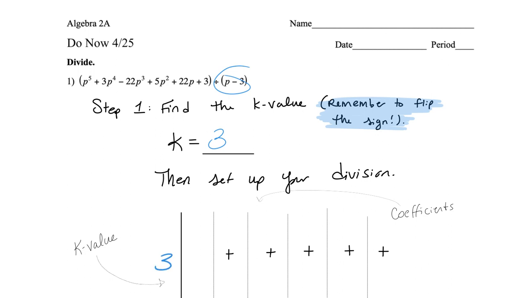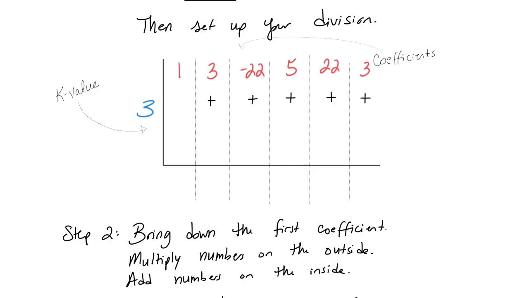And then I get my other numbers by taking coefficients. So I have a 1, positive 3, a negative 22, positive 5, positive 22, and positive 3. Make sure that you are taking the signs with it. So if it's a positive number, make sure you make it positive, and if it's negative, make sure you make it negative. Then once I have the numbers in my division, I can go ahead and drop the first number. You're always just going to take the first number down.